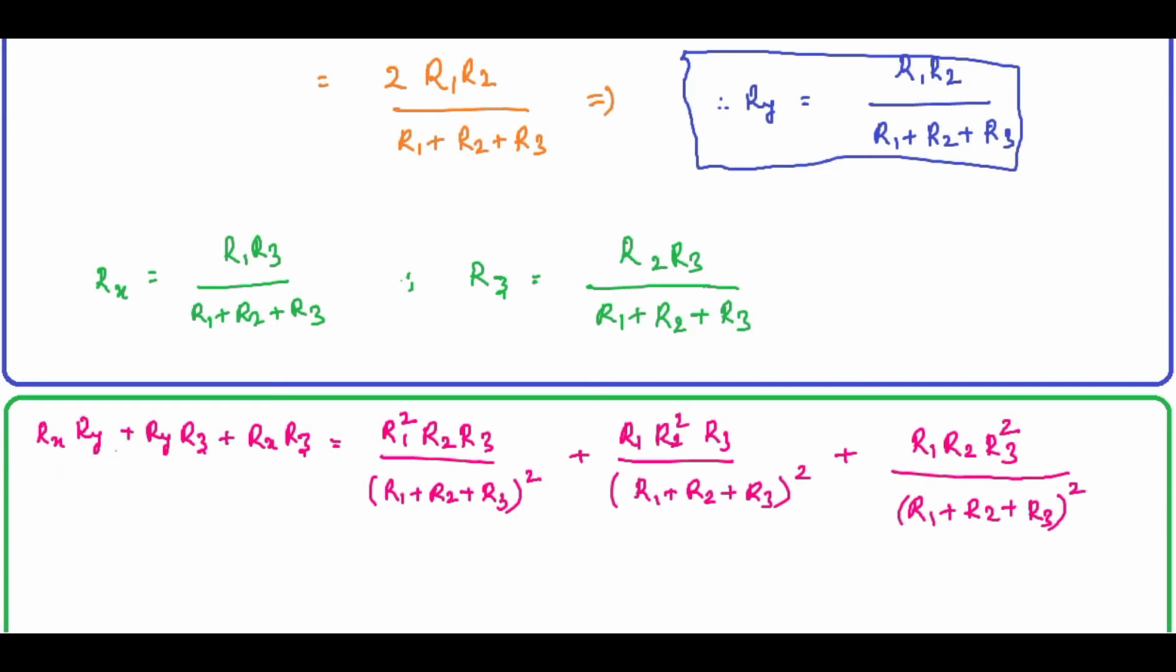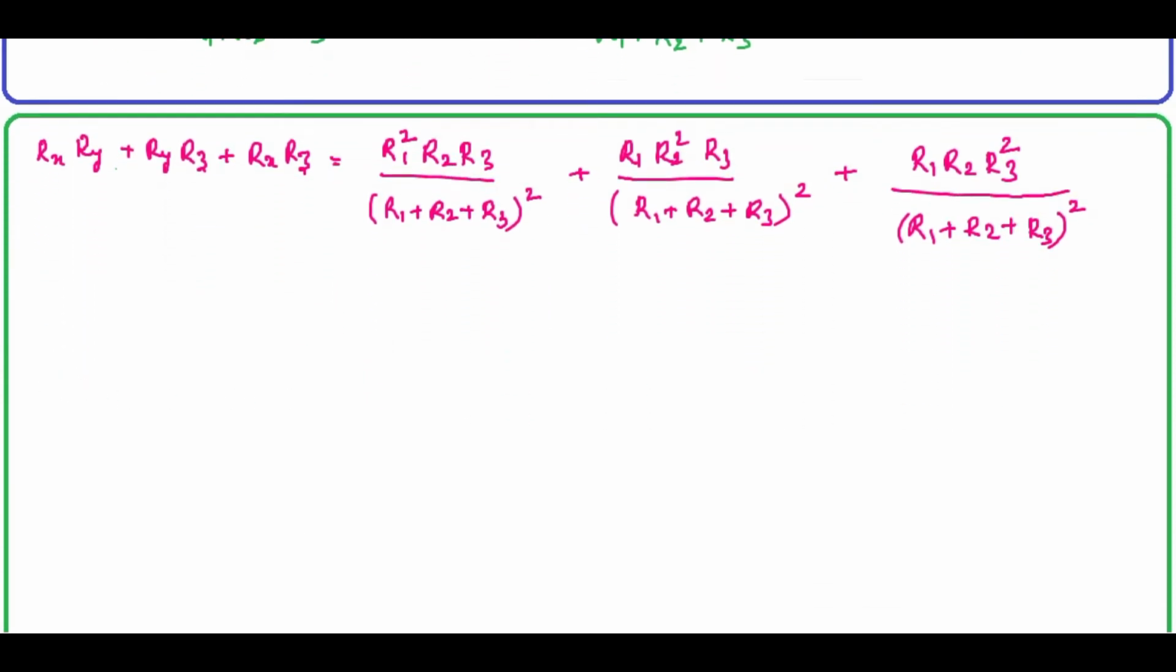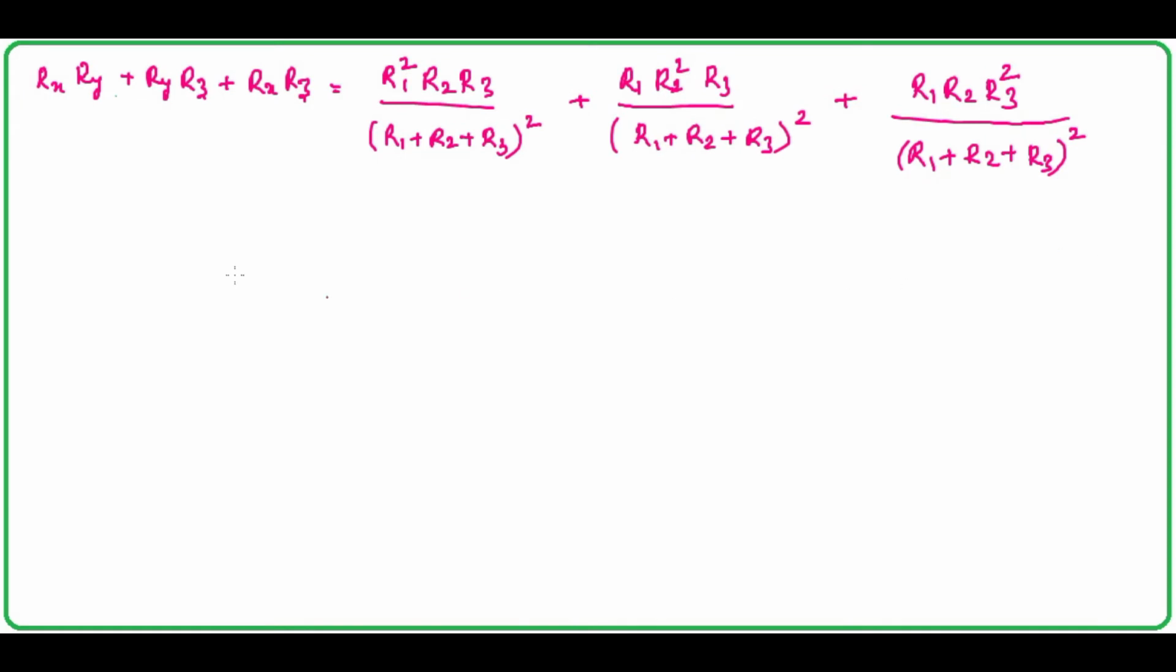Now what we need to do? Now we need to divide this with any of the terms. Let me divide this by Rx. What will happen? It will become Ry plus Rz plus RyRz divided by Rx.